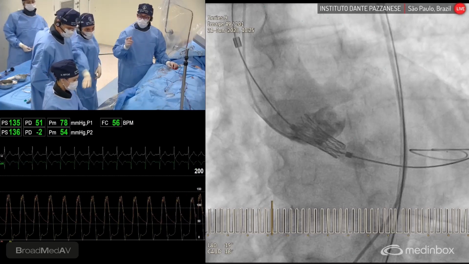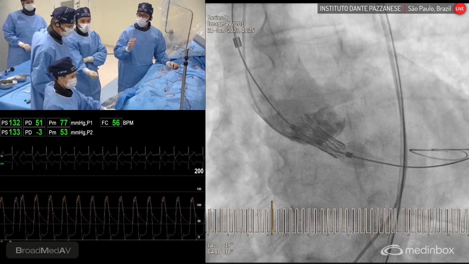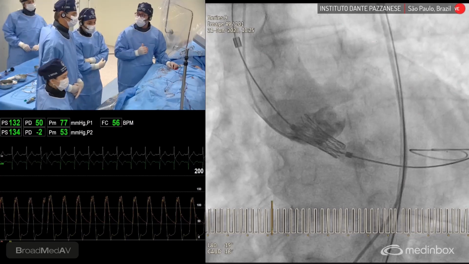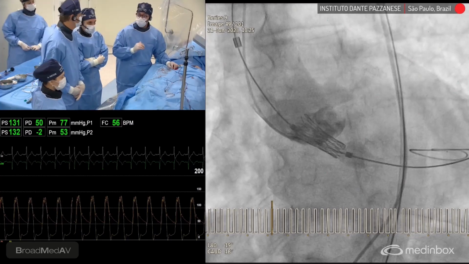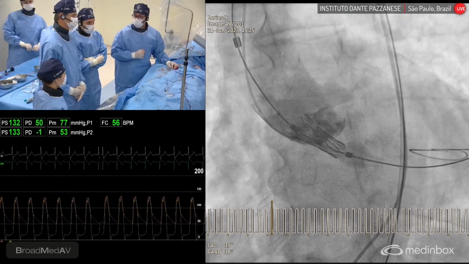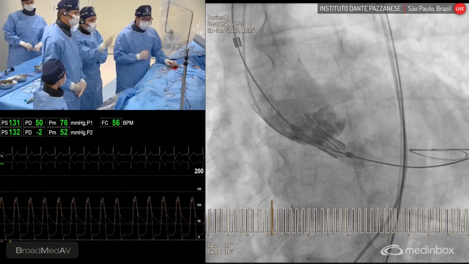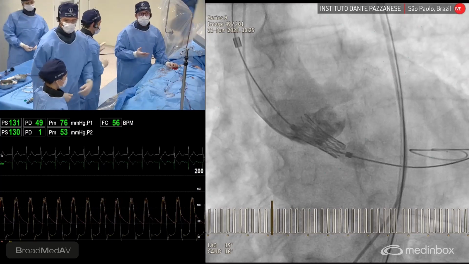So usually the anchoring point is at 4 millimeters up in the annulus. So that was our goal to place the valve. Okay, Fausto, maybe Alberto can show you the hemodynamics.